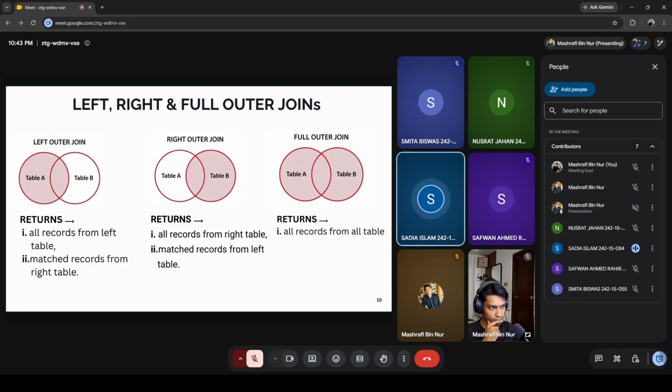Next, we have left outer join, right outer join, and full outer join. A left outer join returns all records from the left table along with the matching records from the right table. If there is no match, the right side values will be empty or null. A right join works in the opposite way. It returns all records from the right table and the matching records from the left table. Finally, a full outer join returns all records from both tables. It includes both matching and non-matching records. So the main difference is which table's unmatched records we want to keep. Next slide.